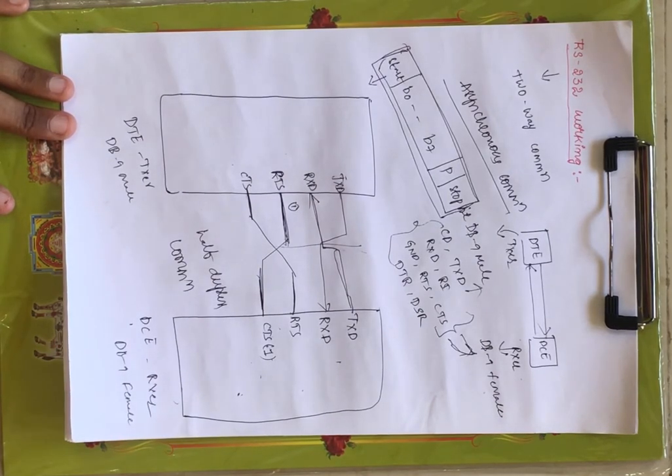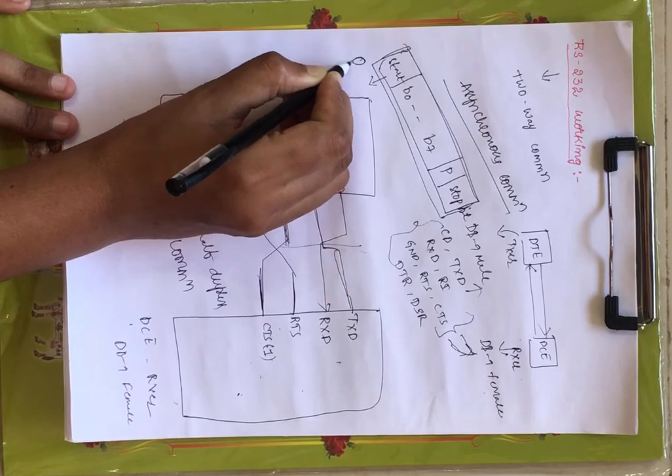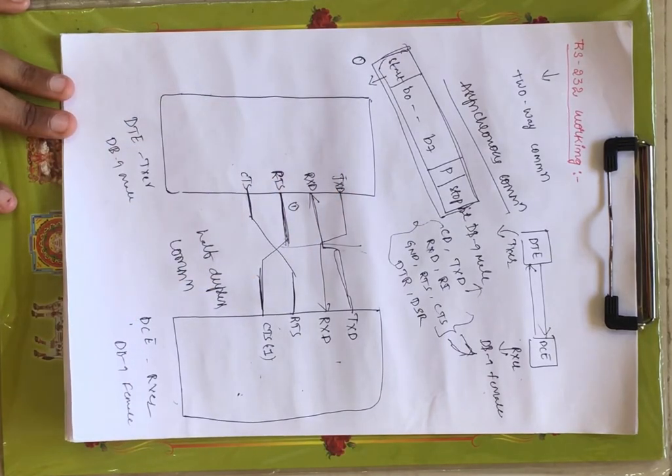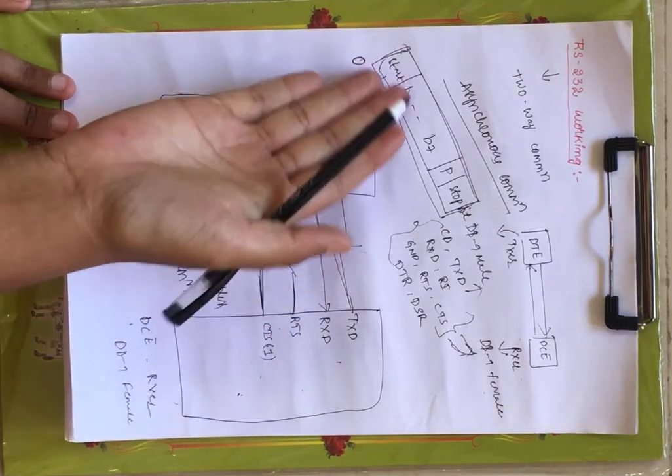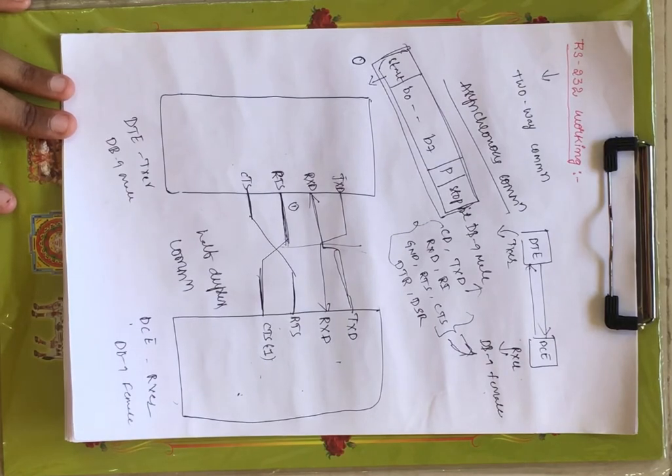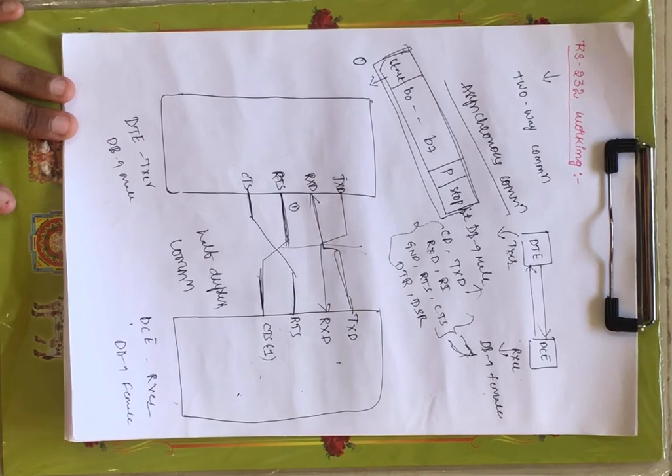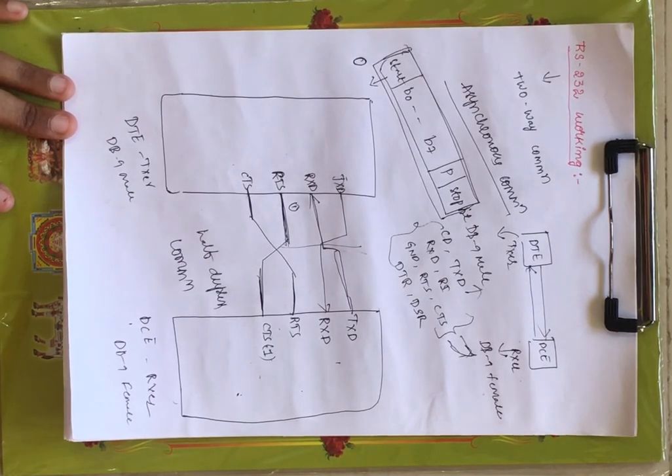Now the start bit is always 0. It is always 0. The next characters are nothing but your data bits. This is the example I can give. Now let me briefly explain the RS-232 working.